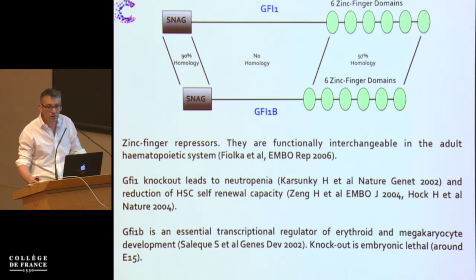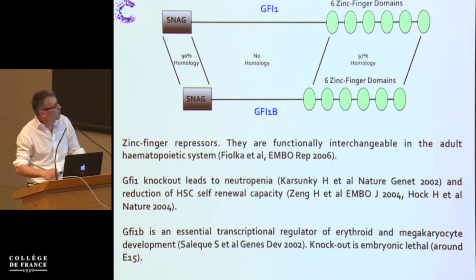And what are they? Some of these genes have been mentioned already. They are zinc finger repressors. What is important for what will come after is that they are very homologous in the SNAG domain and in the zinc finger domain, and they've been shown to be functionally interchangeable. The SNAG domain stands for Snail GFI1. So perhaps there is something about metastasis and EMT here. There is quite a lot of knowledge about these genes.